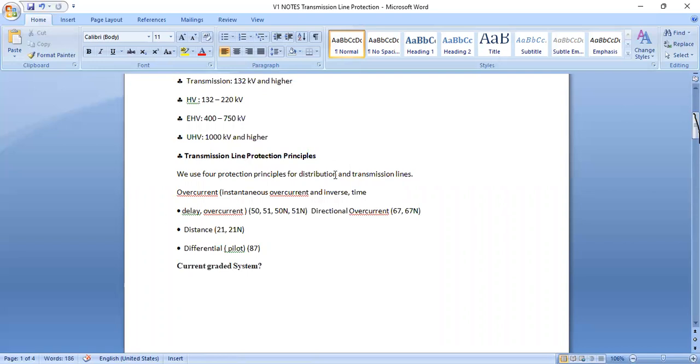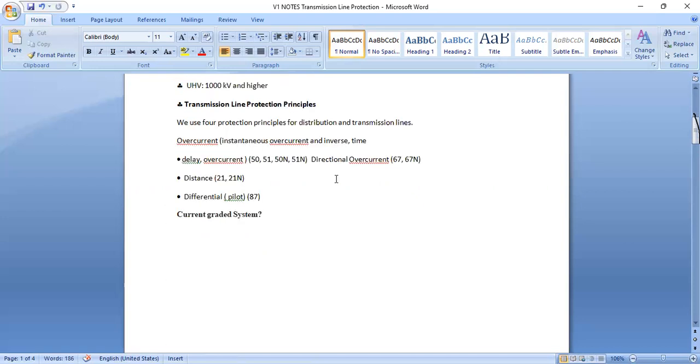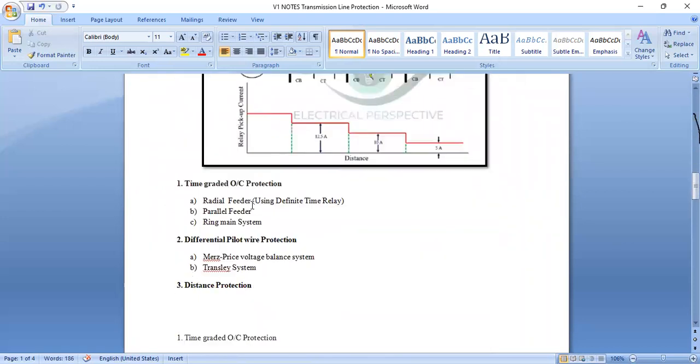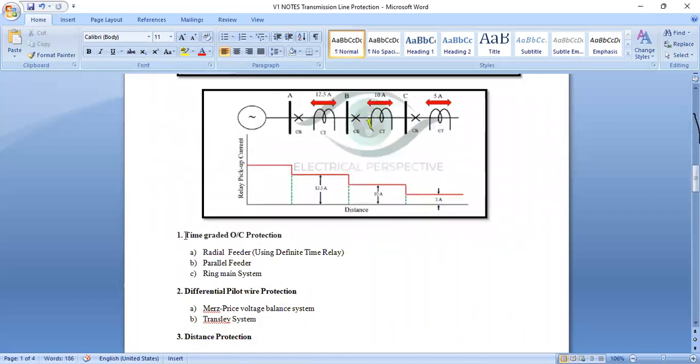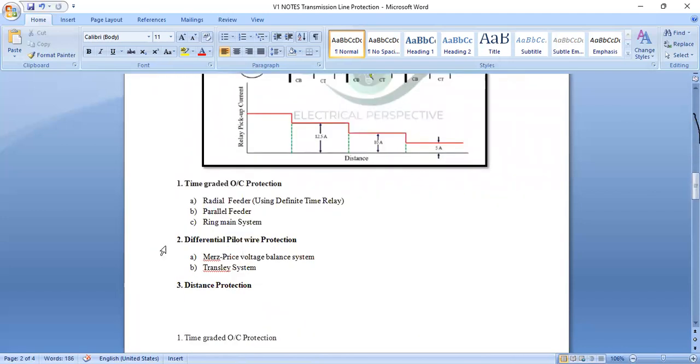First is the distance protection, then differential protection, then overcurrent protection. So this type of protection is classified. First is the current graded system, then time graded overcurrent protection, then differential pilot wire protection, and the last one is the distance protection. The time graded overcurrent protection is again classified into three types: parallel feeder, radial feeder, and ring main system. Similarly, the differential pilot wire protection has the Merz Price voltage balance system and the Translay system.